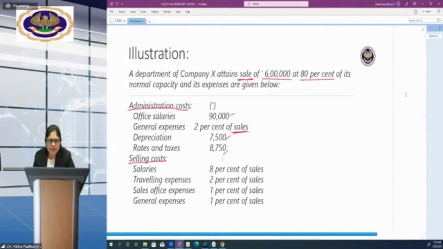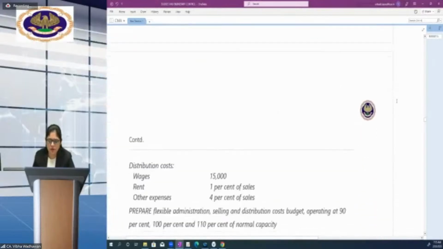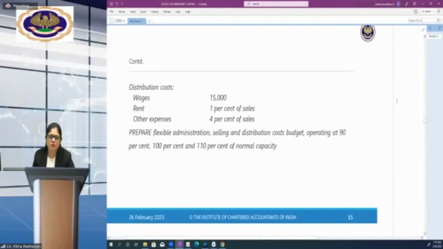So there are selling costs also, salaries. So all the selling costs are variable. Clear? They are as a percentage of sales. So they are variable. Anything which is given as a fixed, absolute amount is considered as fixed. Clear? So this way you have to understand the question also. Any other costs mentioned? All right. So distribution costs are also given. So you have to make a flexible administration, selling and distribution cost budget. See, the whole functional budget is broken down into different functional budgets. Clear? So when you make a cost sheet, you have the factory overheads, administration overheads, selling and distribution overheads. We make a separate budget for these costs also.